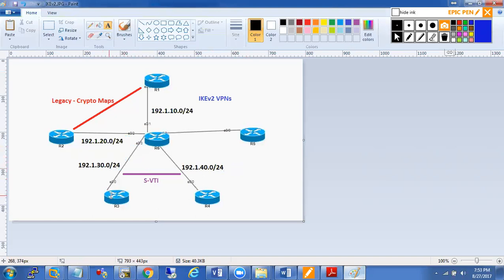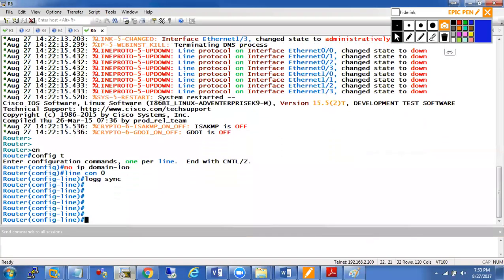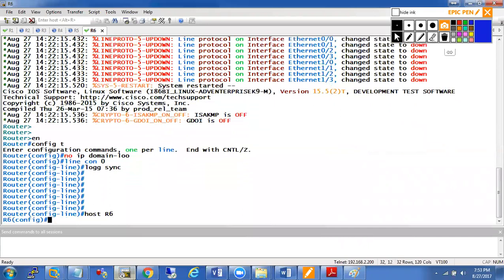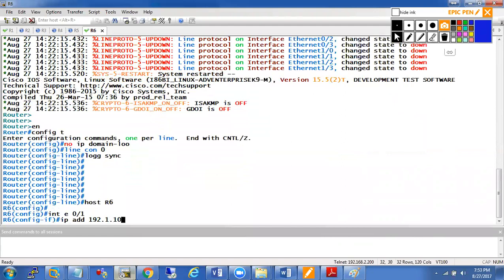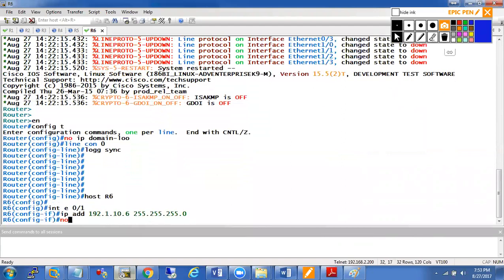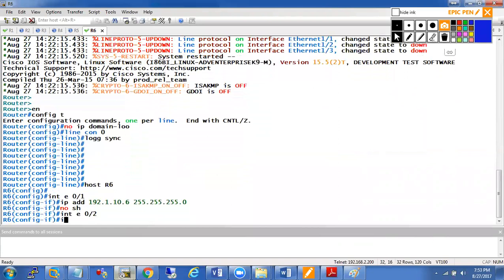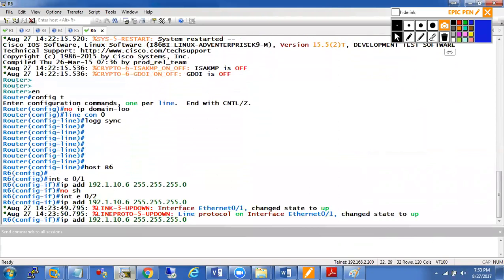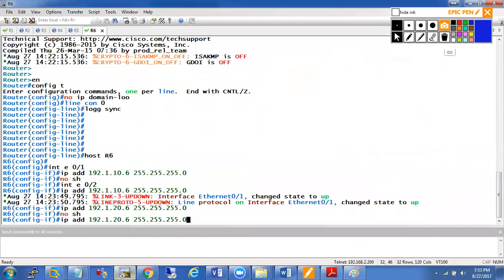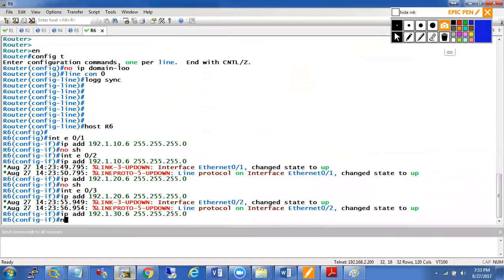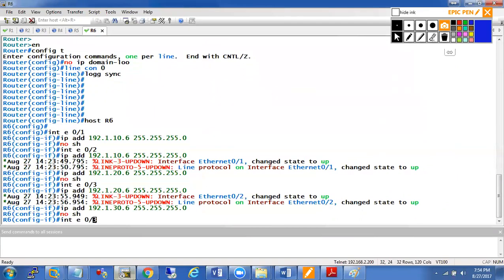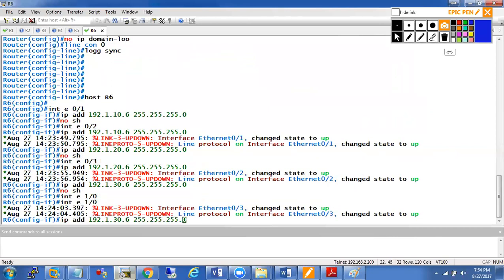So this is what my objective is. So 1 is here, 2 is here, 3 is here, 4 is there. Let's set it up on 6. Host R6. This is your service provider or the ISP network. 192.1.10.6, 20.6, 30.6, and 40.6.